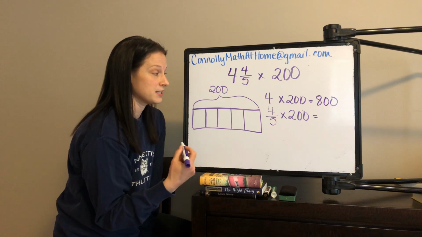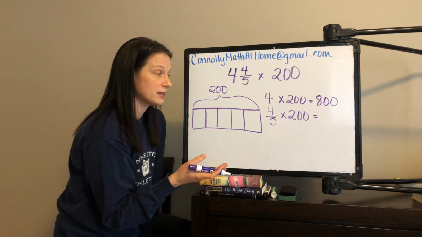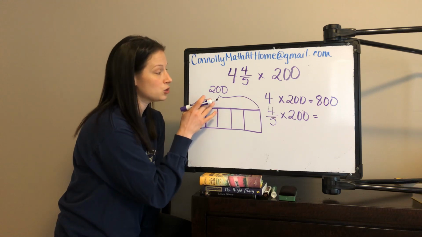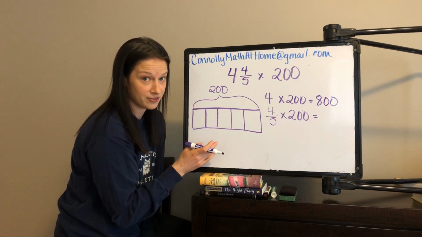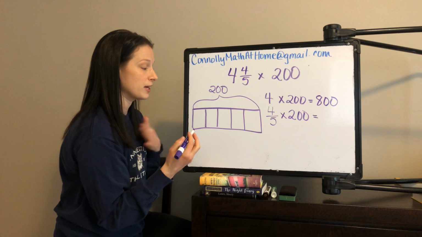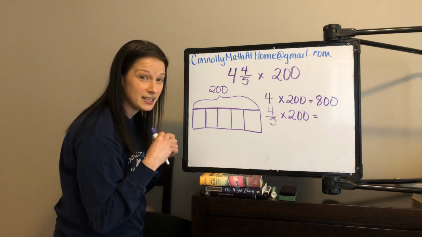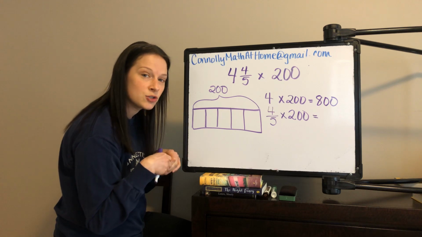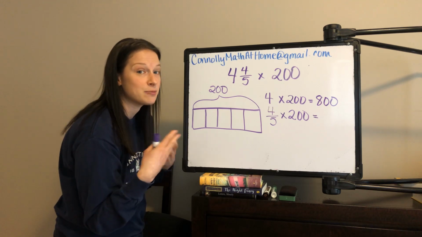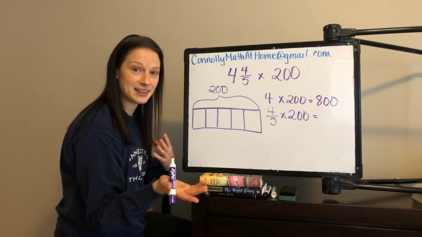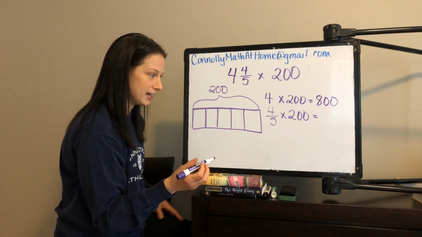So I ask myself, 5 times what gets me to 200? Or you can think about 200 divided by 5. All right? So I know that 5 times 20 gets me to 100, so I'm going to say then 5 times 40 must get me to 200. There's a lot of ways to get at this, so whichever way works for you is fine.